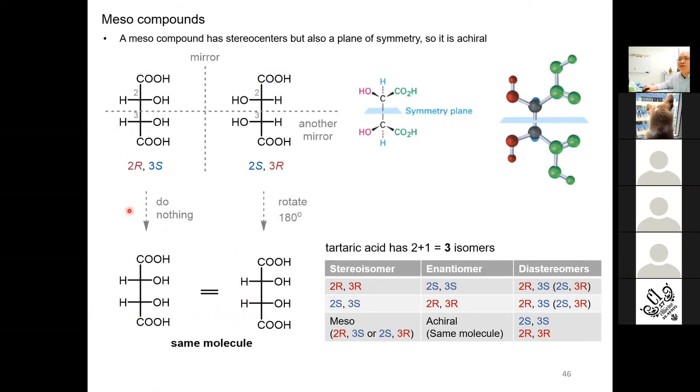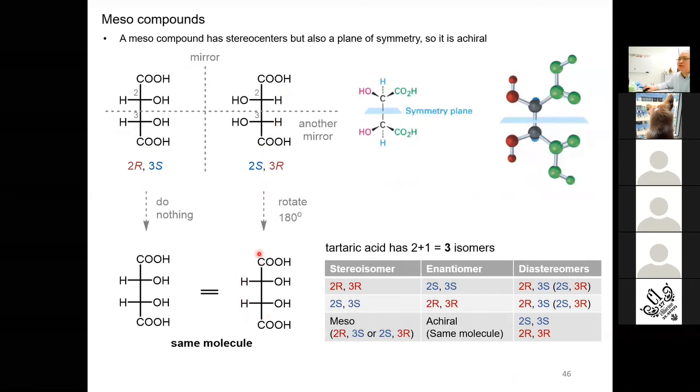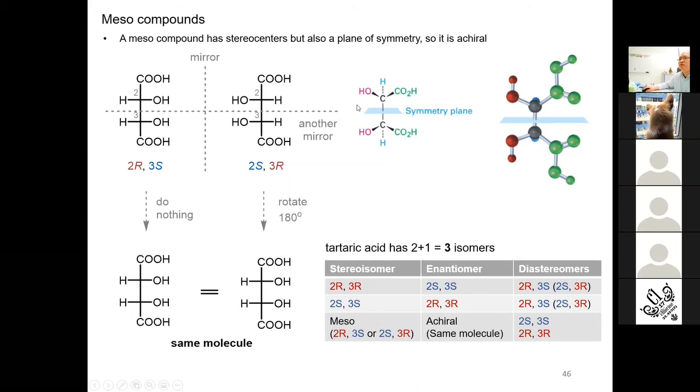If we do nothing with this one, just move it here, but this one we rotate 180 degrees, it's still the same molecule as this one, and now it's the same molecule as the left one. So that again shows that if there is an internal plane of symmetry, although you have stereocenters that can be assigned R or S, it's achiral, so they are the same.